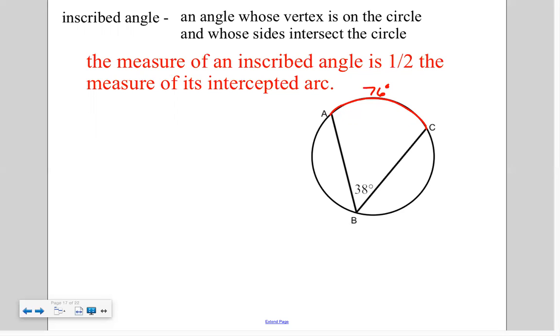I think you guys can probably see where this is going. Because there's a relationship with the arc, we can also have a relationship with the central angle as well. Just a few more slides.